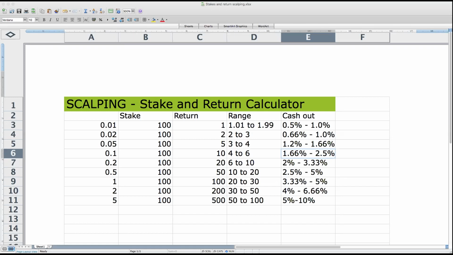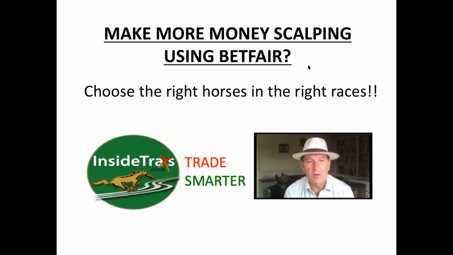Okay, good. I think that's probably done it. If you want to make more money from scalping using Betfair, it's not just picking any horse with any price. You want to be going for races where you can find those horses that I've just discussed.